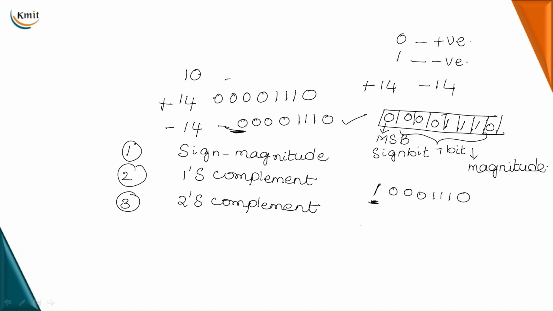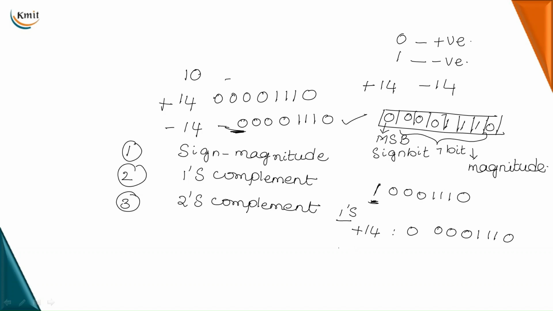Next, coming to a ones complement representation. In terms of either sign magnitude representation, ones complement representation, or two's complement representation, the positive number will be the same. The representation of a positive number plus 14 will be the same. Only the representation of negative numbers, how they are represented in these forms, will differ. So for plus 14, the ones complement representation will also be the sign bit 0 and the magnitude part 0, 0, 0, 1, 1, 1, 0. This is the ones complement representation of a positive number plus 14.